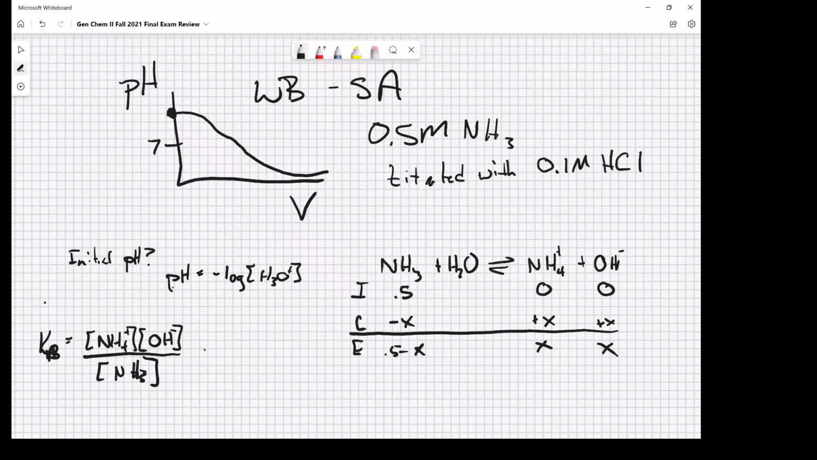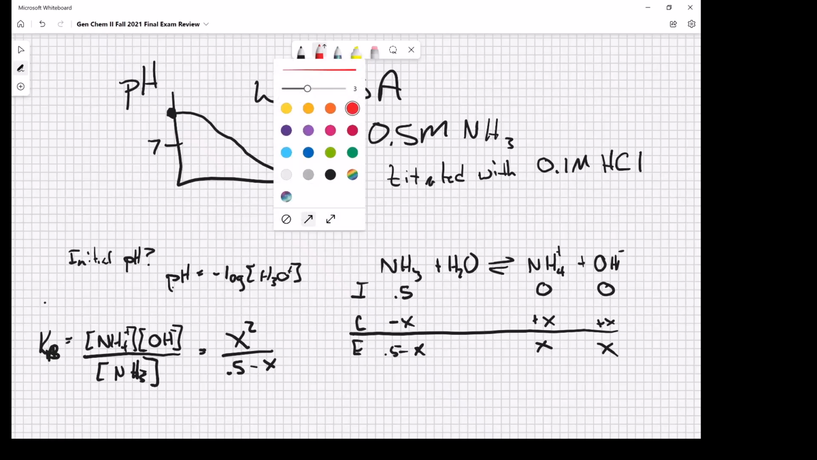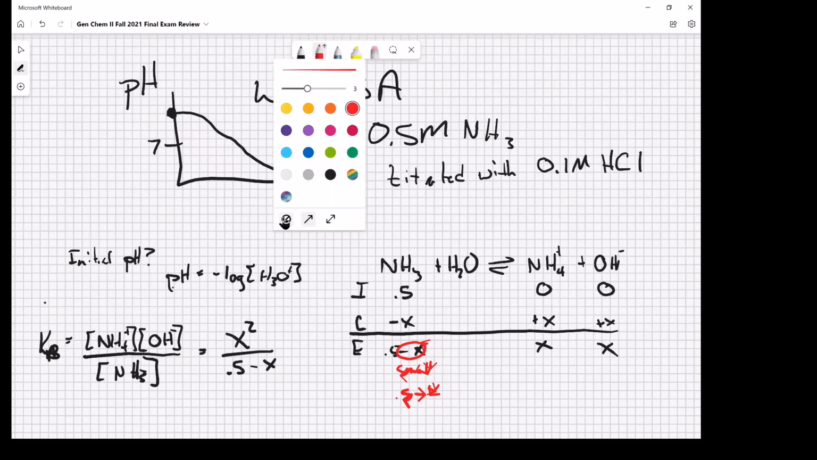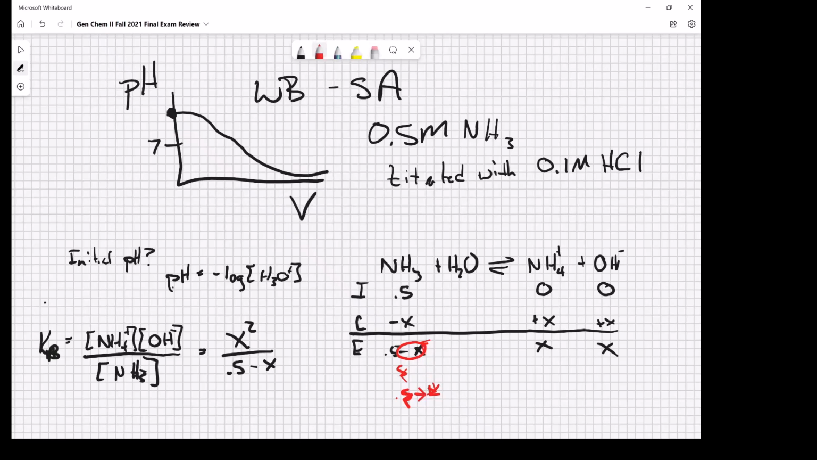So we can throw in our equilibrium row, and we'll get X squared over 0.5 minus X. This requires a quadratic formula to solve. So let's make the assumption so we don't have to use the quadratic formula, right? Let's say that X is very small, so that 0.5 minus X is approximately equal to 0.5.